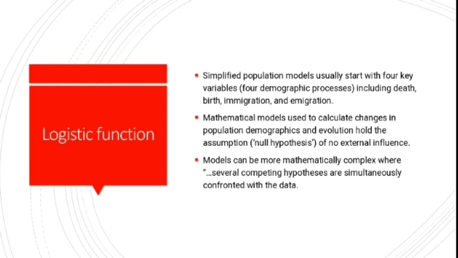Now, logistic function. Simplified population models usually start with four key variables, including death, birth, immigration, and emigration. Mathematical models used to calculate changes in population, demographics, and evolution hold the assumption of no external influences. Models can be more mathematically complex, where several competing hypotheses are simultaneously confronted with the data.